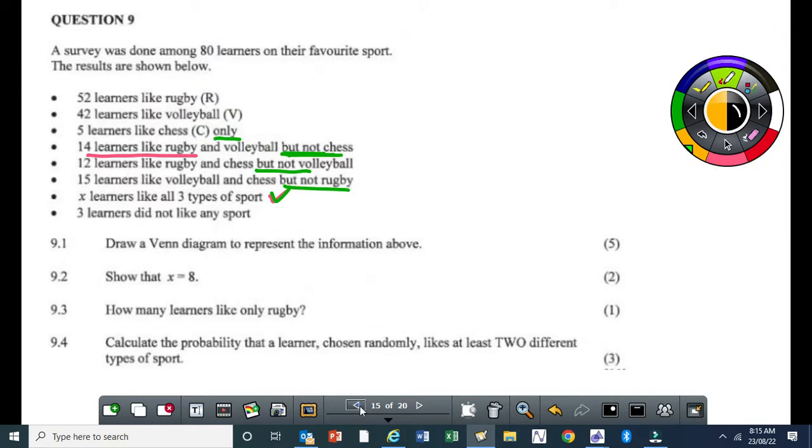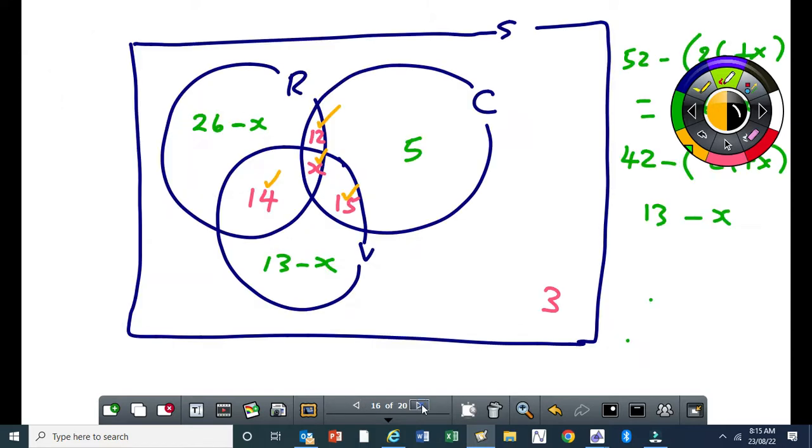Then the next thing we have to consider is these 3 learners who did not like any sport. So we put them outside the 3 events. So we put those 3 there. It's possible that some people may not like rugby. Rugby is a very challenging sport. It's the only contact sport in this country that I salute.